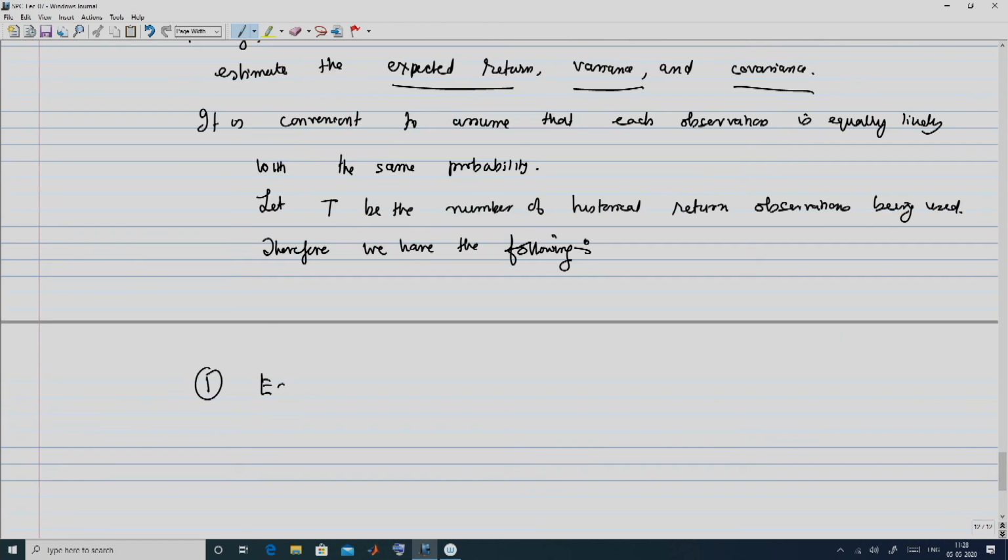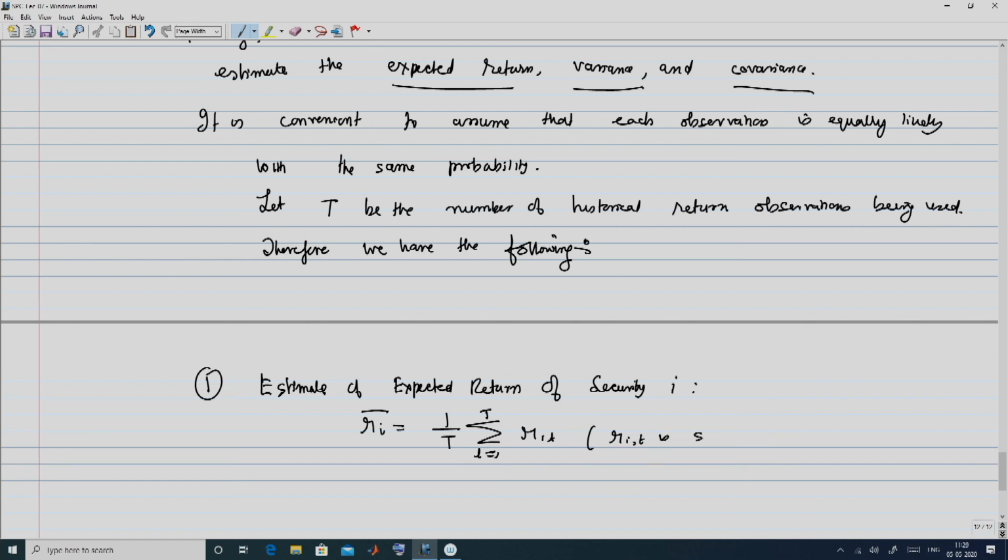The first one is the estimate of expected return of security i, which I will denote by R_i bar, and this will be 1 over T summation R_it, t equal to 1 to capital T, where R_it is security i's rate of return at time small t.